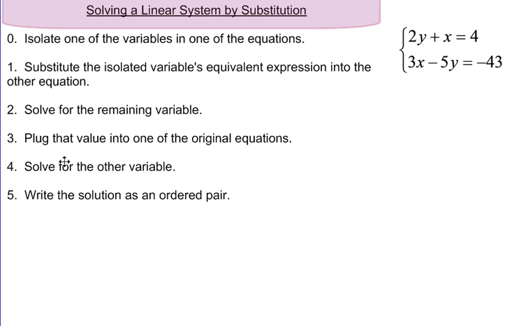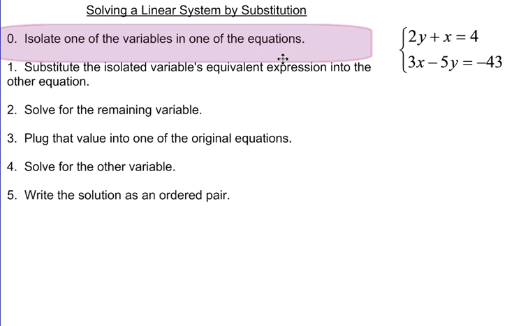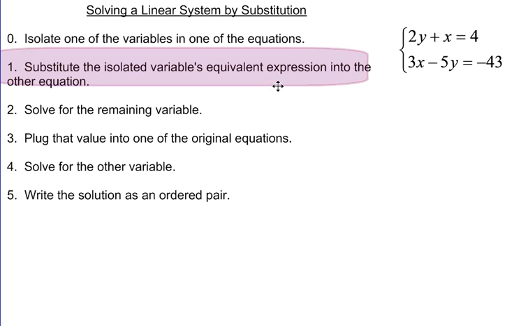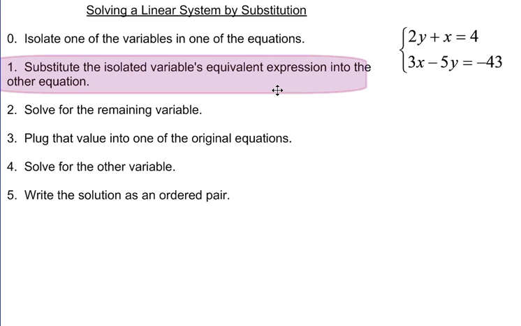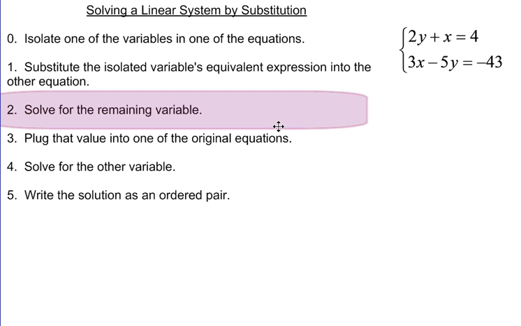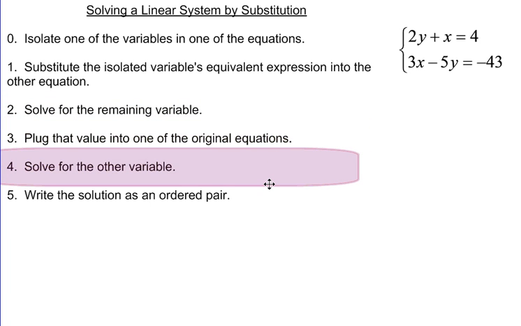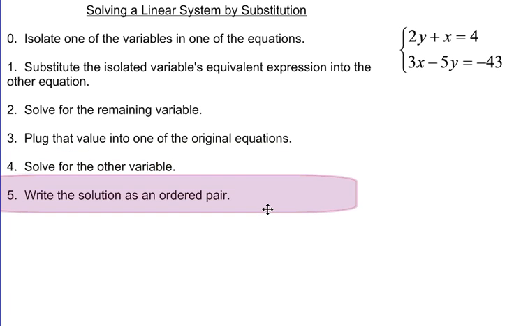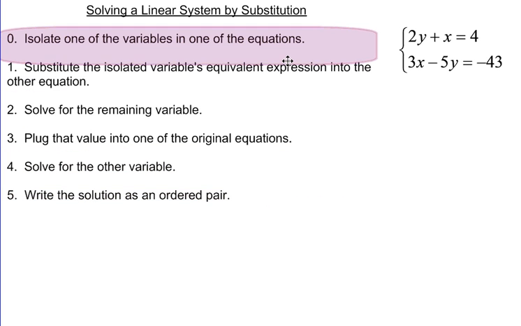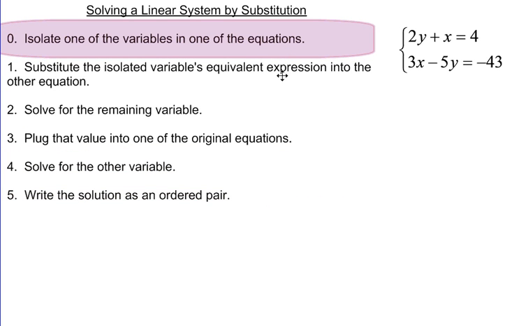Okay, so let's see, we're going to isolate one of the variables in one of the equations, substitute the isolated variable's equivalent expression into the other equation, solve for the remaining variable, plug that value into one of the original equations, solve for the other variable, write the solution as an ordered pair. Okay, so let's see if in fact we need to do step 0 in this problem.